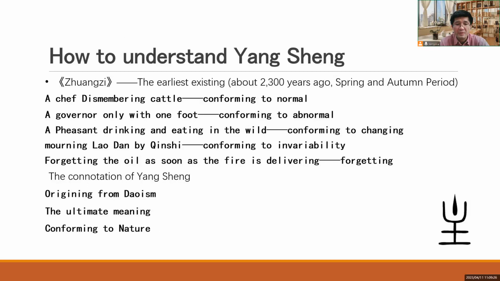This one has the original meaning of a lit candlestick. A continuously lighted candle can give us instruction. So the title can be interpreted as the template of Yang. And this chapter is indeed special in Yang, with five fables, named: a chef dismembering a cow, a governor with only one foot, a pheasant drinking and eating in the wild, Lao Dan's funeral, and the fire passing on as fuel burns.